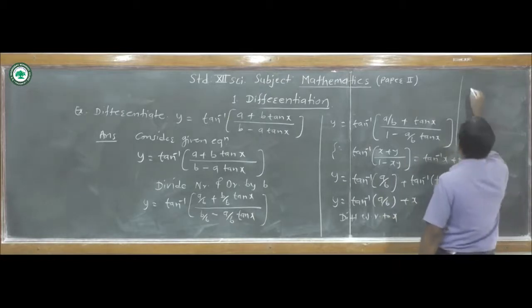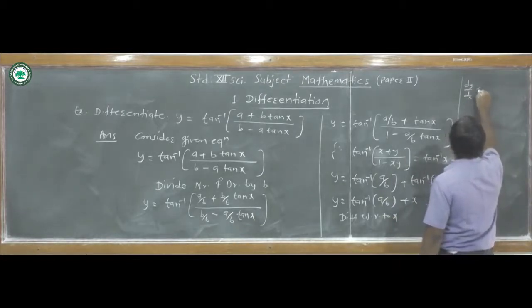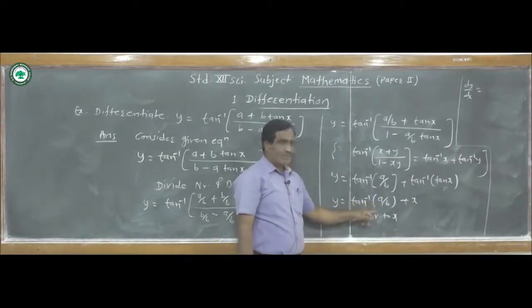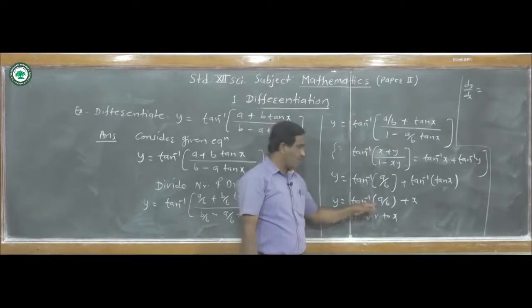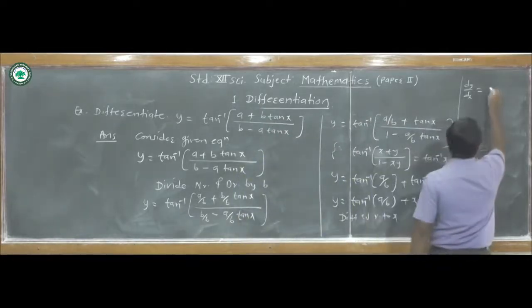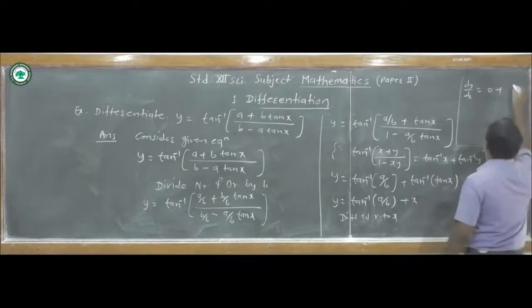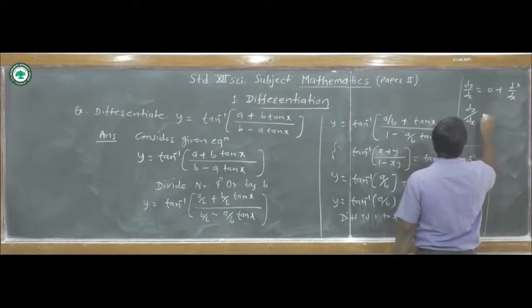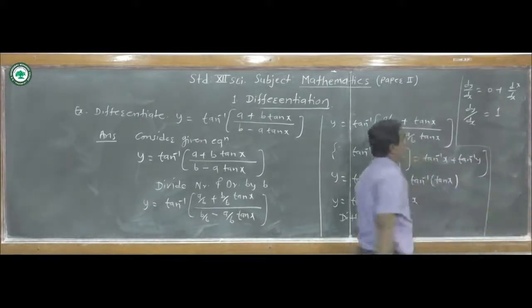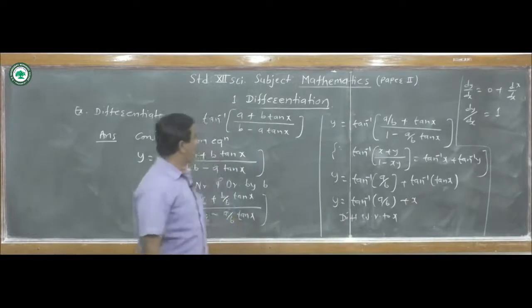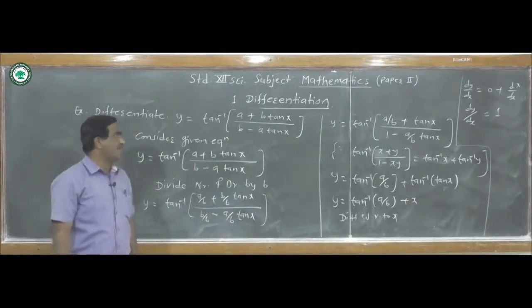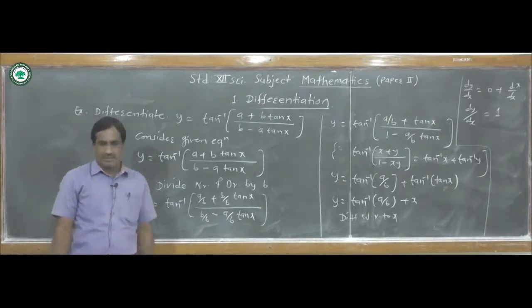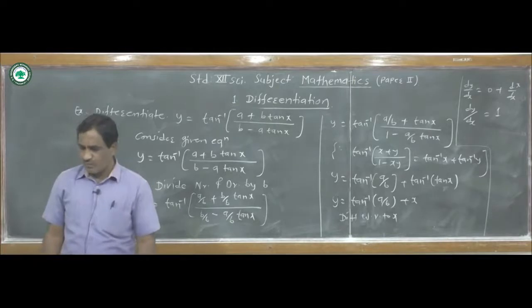Derivative of y is dy by dx equal to: this term tan inverse of a upon b is a constant term. Therefore derivative of tan inverse of a upon b is 0 plus derivative of x, that is dy by dx of x. Derivative of x is 1. 0 plus 1 is 1. That is, we get the derivative of the function tan inverse of (a plus b tan x) upon (b minus a tan x), dy by dx is equal to 1.